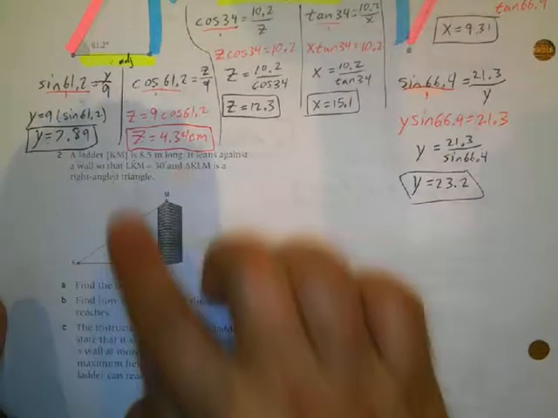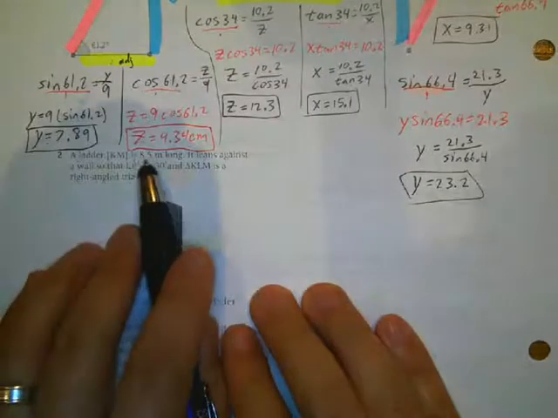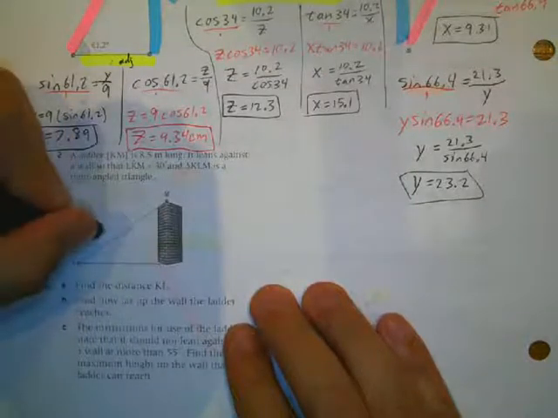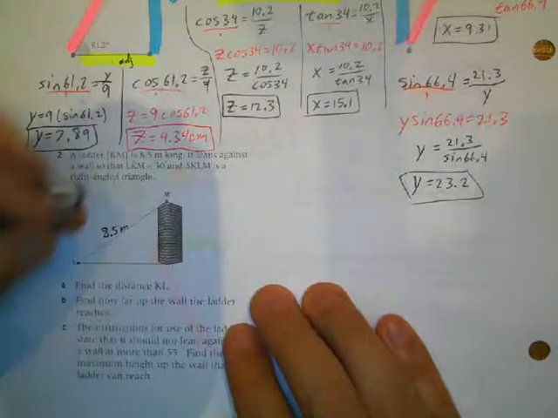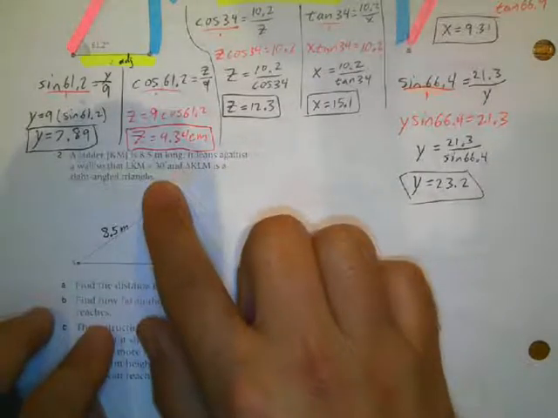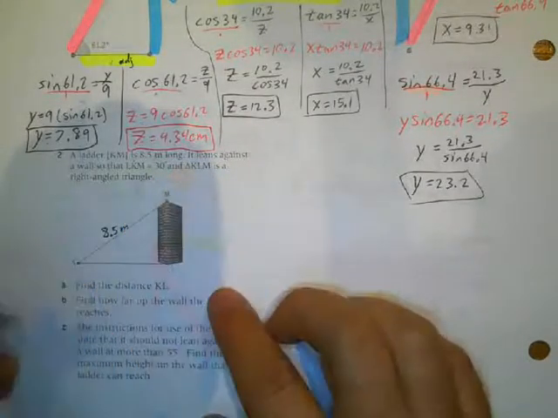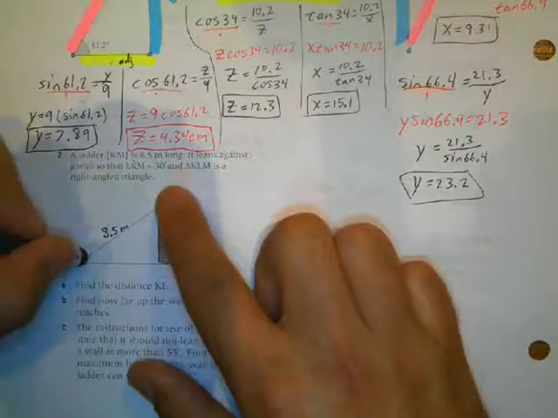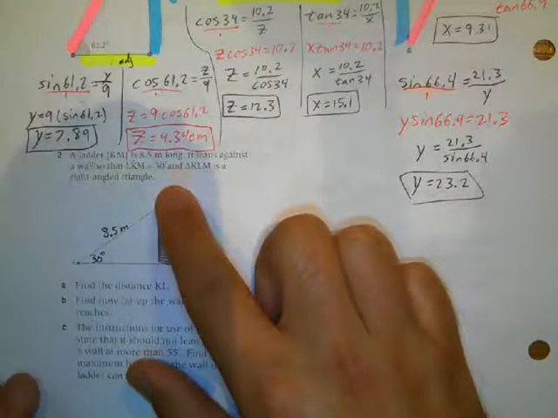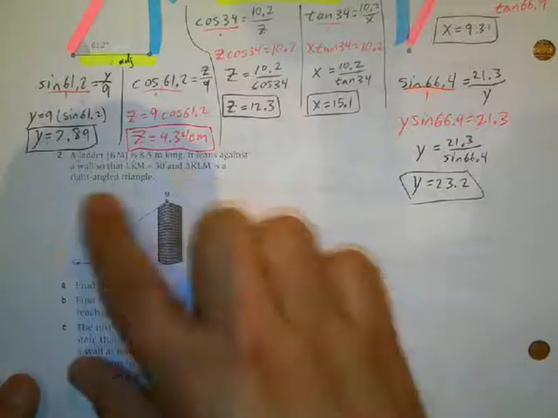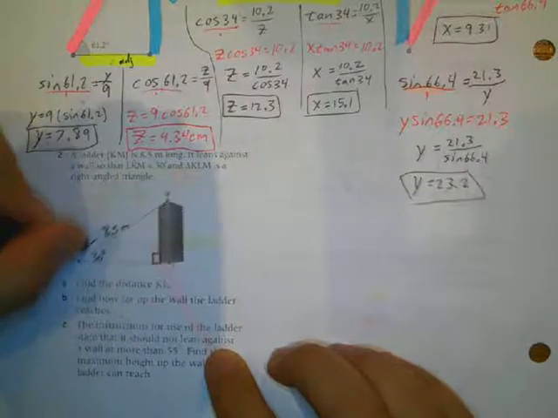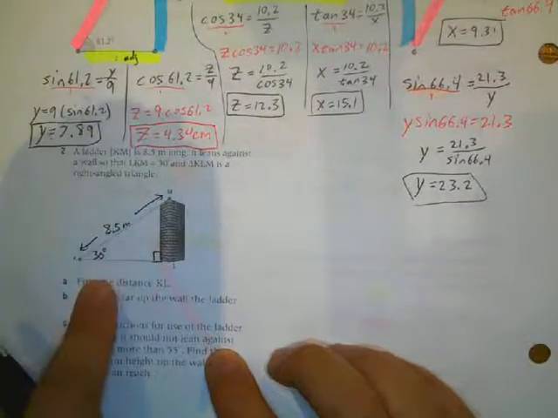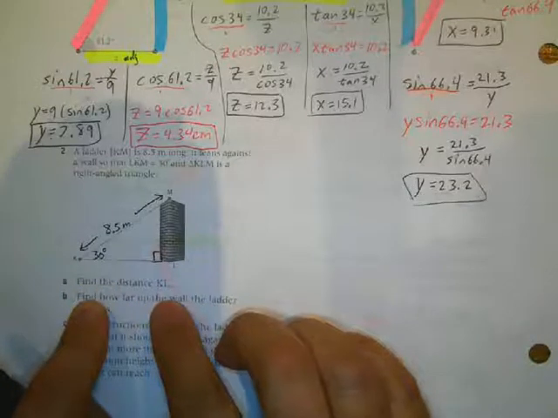Alright, let's do the last one. So you've got a ladder that's 8.5 meters long, and it's leaning against the wall, so that angle LKM is 30 degrees, and KLM is a right triangle. So this is a right triangle. Okay, so you need this distance here, because that's our ladder, and there's our 30-degree angle. Find the distance of KL.